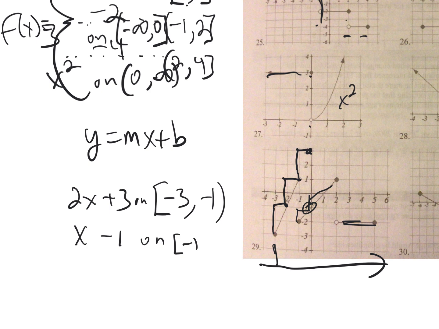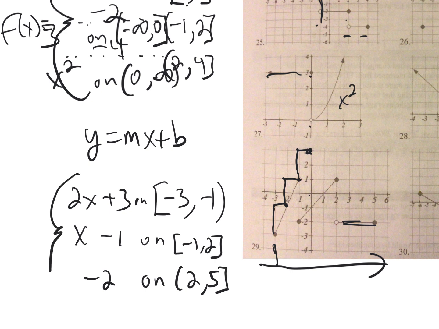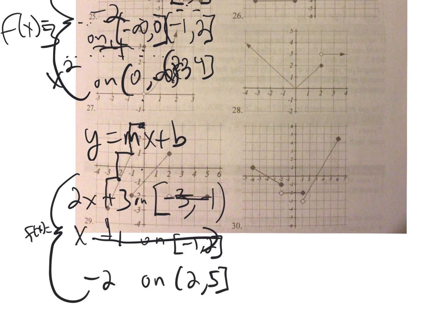I'm going to use that piece on, let's erase it so I can see it, it's closed at -1 and closed at 2. And then I'm going to use that constant function, which is y equals -2, and that's going to be on 2 to 5. That's where that function's defined. That's the domain. And f of x equals. Okay. Before I leave this page, I'm going to point something out to you.